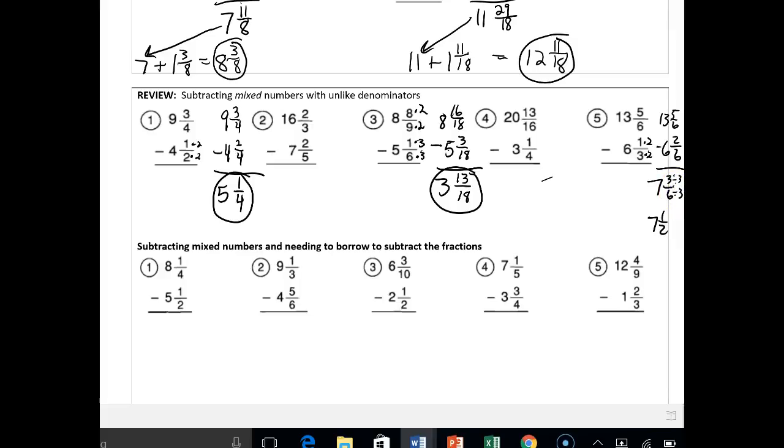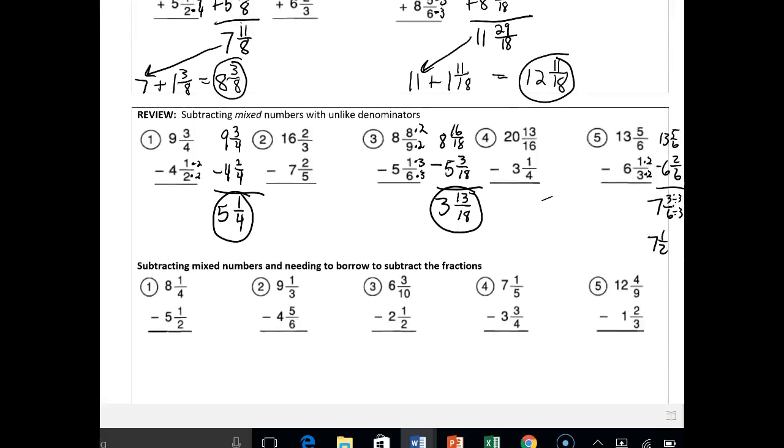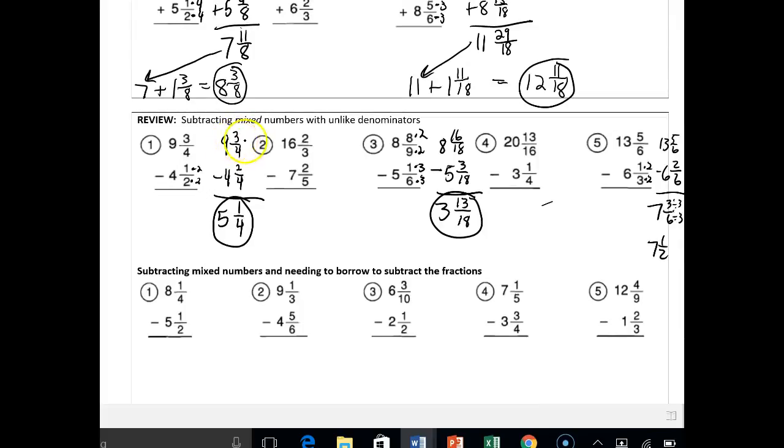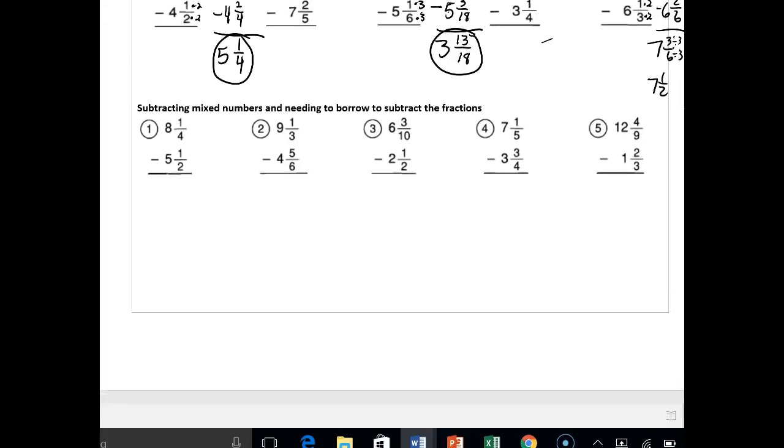Okay. Now there's another type of subtraction where we actually have to use borrowing. So notice in all of these problems, the 3 is bigger than the 2. The 16 is bigger than the 3. The 5 is bigger than the 2. But what happens when the top number, the first number we're subtracting from, is smaller than the second number? Well, just like we do in normal subtraction, we borrow, and we'll be borrowing from the whole number.